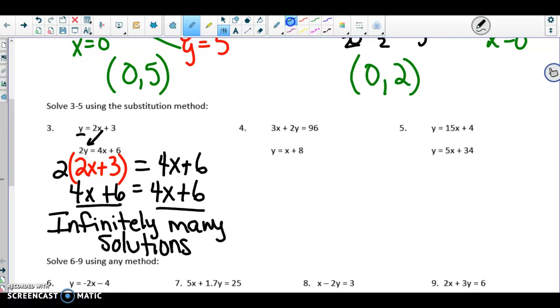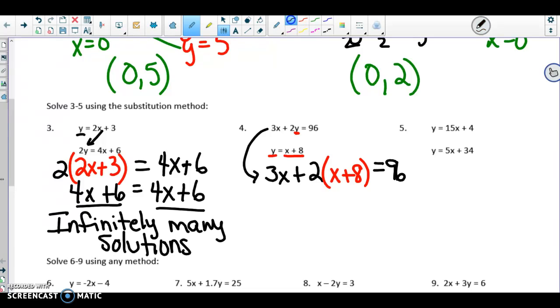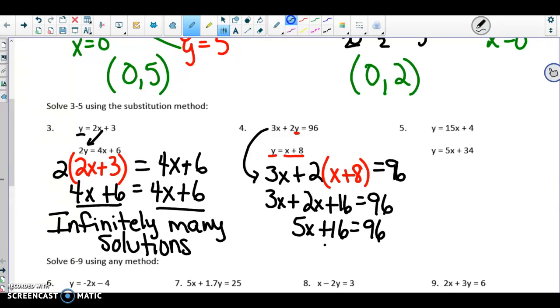All right, so the next one, I'm going to use the fact that y equals this and plug it in place of that. So I've got 3x, because that's my top, so I'm bringing that down. So 3x plus 2 times the y, which I'm not going to put y anymore. I'm going to put the x plus 8. And that equals the 96. Okay, I have 3x plus, and I'm going to distribute, 2x plus 16 equals 96. Or 5x plus 16 equals 96. And if I subtract 16 from both sides, 5x will equal 80.